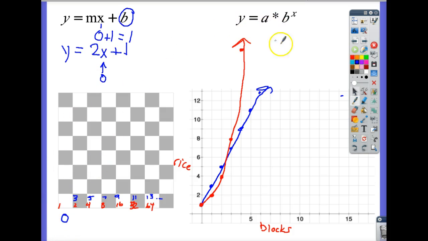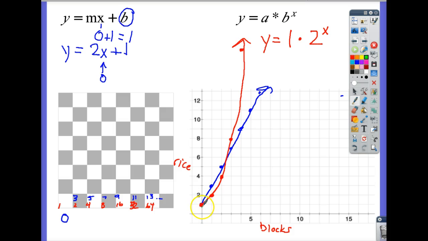If we look at the exponential, we know that b is the growth factor, so I'm going to have y equals, if I'm multiplying by 2 each time, the growth factor will be 2. 2 to the x, and a is my y-intercept, which is 1. 1 times 2 to the x. Now, does that work? Let's look at it.